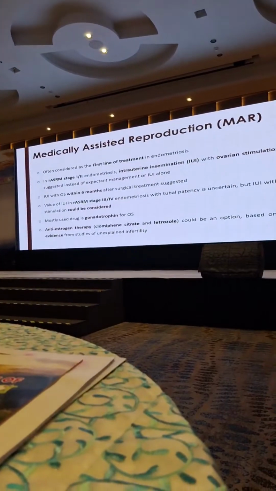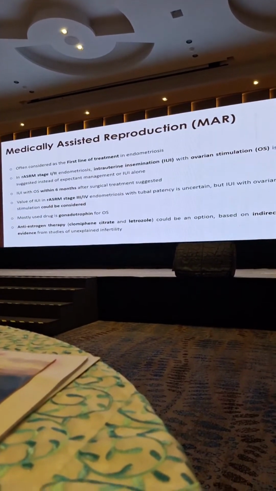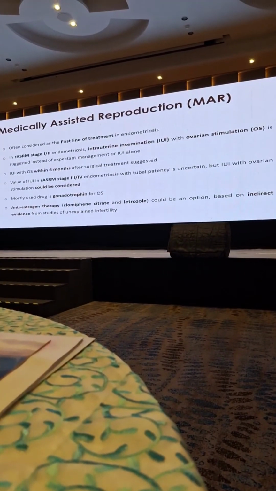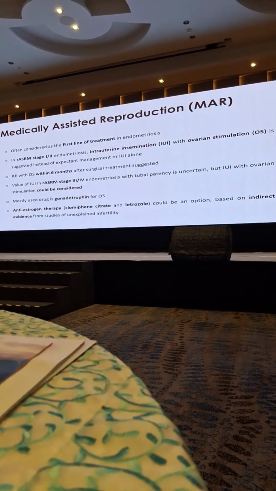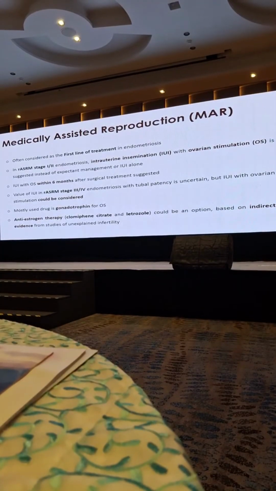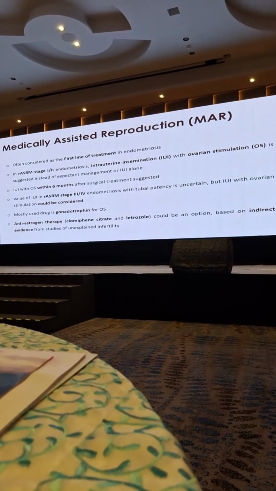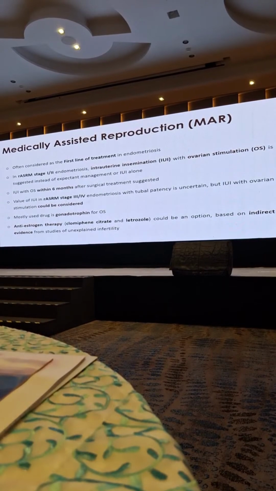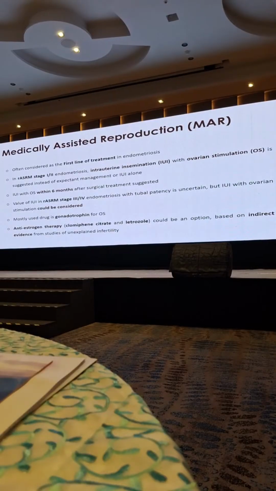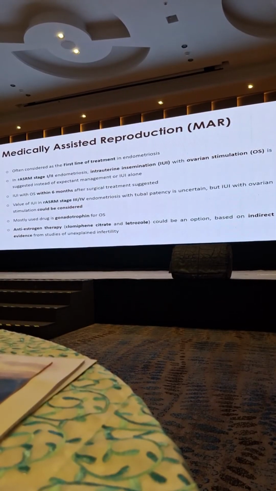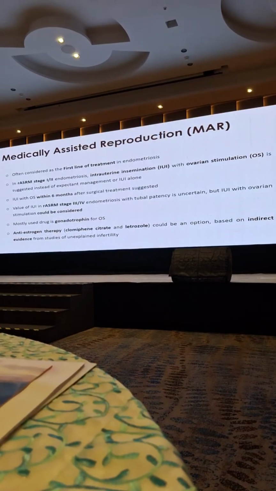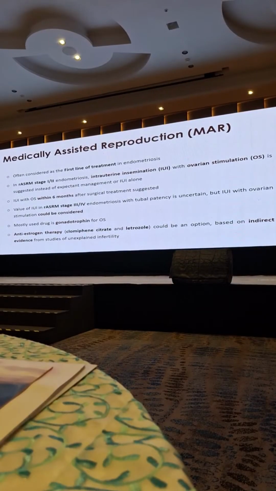Medically assisted reproduction, as you all know, is the first line of treatment in cases of ASRM stage 1 to 2 endometriosis. Intrauterine insemination with ovarian hyperstimulation is suggested instead of expectant management or IUI alone. IUI with ovarian stimulation within 6 months after surgical treatment is a justified treatment and gives a good pregnancy rate. The value of IUI in stage 3 and 4 endometriosis with tubal patency is uncertain, but IUI with ovarian stimulation can be considered, especially because of economic constraints and in good tubes with good male factor functions.